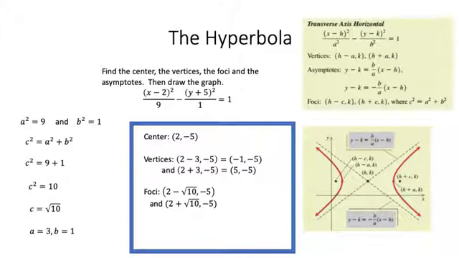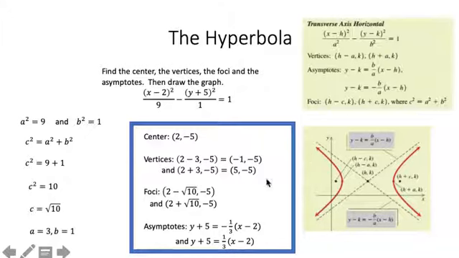Lastly, we have to find the asymptotes. So remember the equation for the asymptotes. In general, it's y equals b over a times x, and y equals -b over a times x.